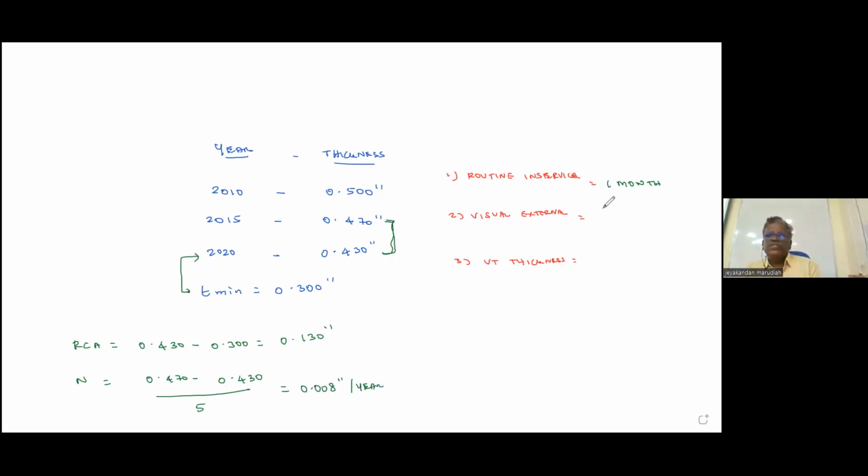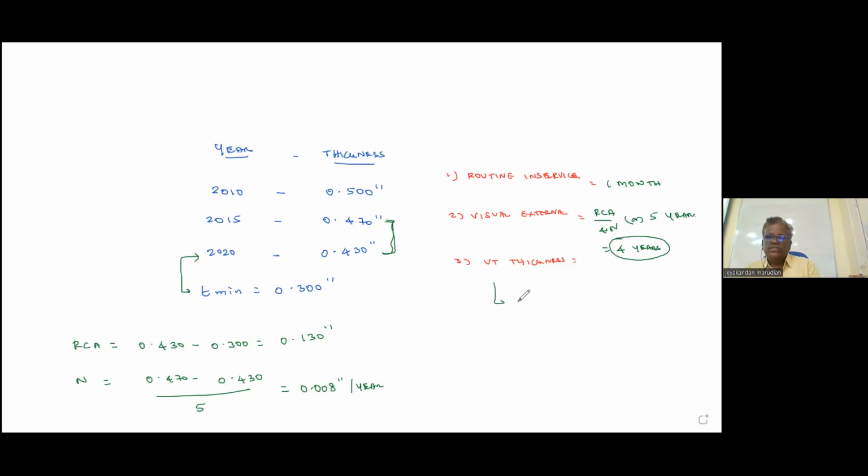Now, first one, visual external: RCA by 4N or 5 years, whichever is less. So RCA by 4N, 0.13 divided by 4 multiplied by 0.008. So we will get 4 point some years. Correct? So the answer we will get is 4 years.